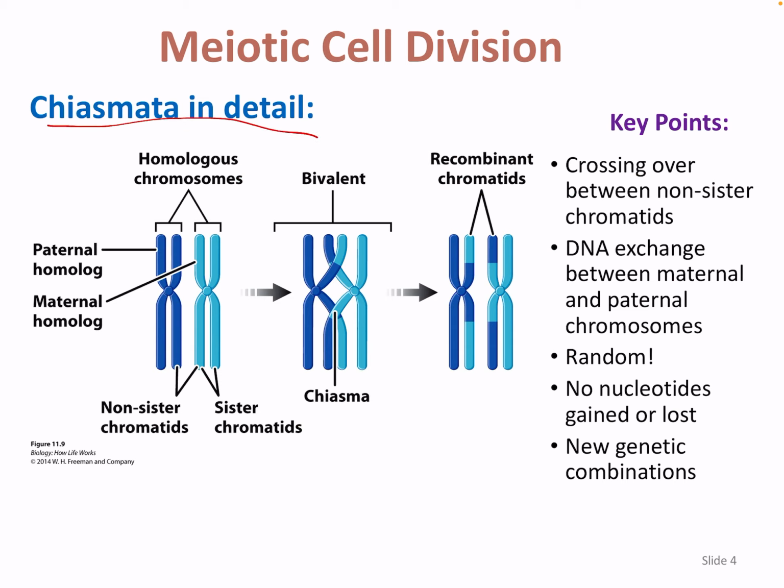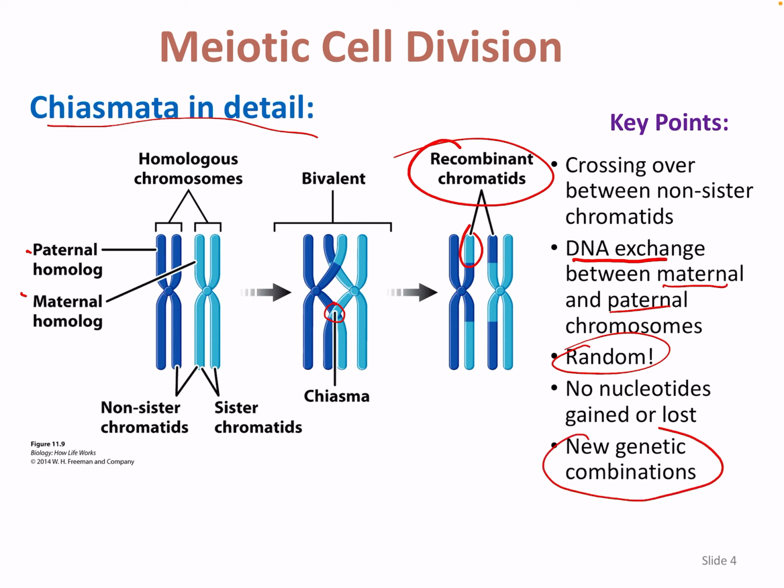So, the chiasmata in detail. Key points when talking about the chiasmata is that this crossover occurs between non-sister chromatids. It involves DNA exchange between maternal and paternal chromosomes. So here we have our paternal and maternal. Here we can see we have our chiasma forming, where we have crossover, and then we can see this exchange. We can see we now have these recombinant chromatids that have essentially randomly exchanged. Again, this is random. No nucleotides are gained or lost, so nothing is lost, it's just switching. And this results in new genetic combinations, and this essentially makes every daughter cell unique.